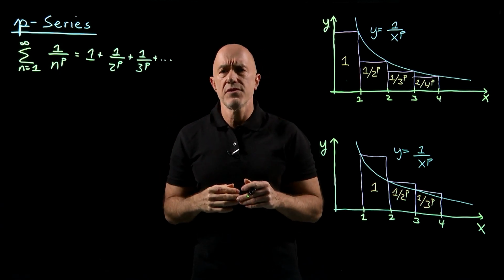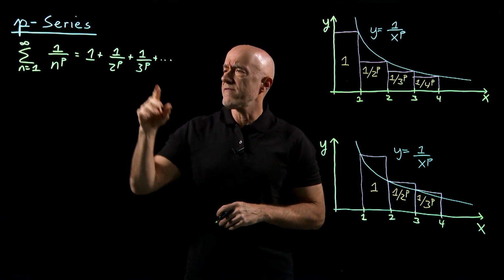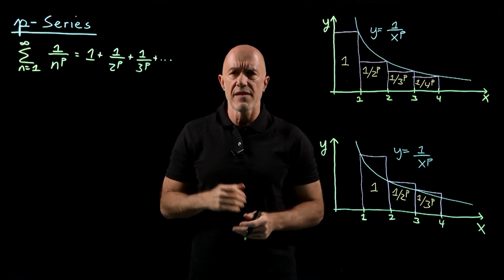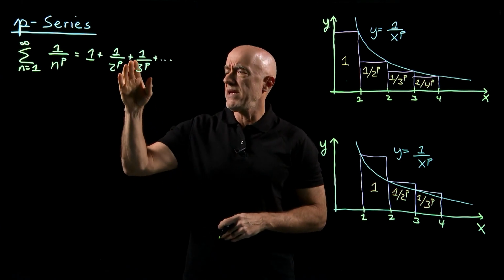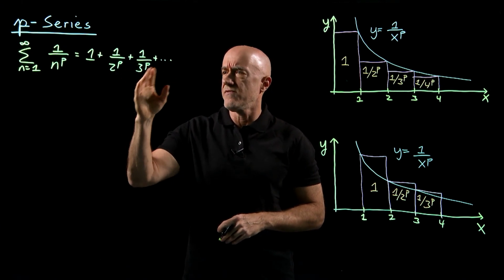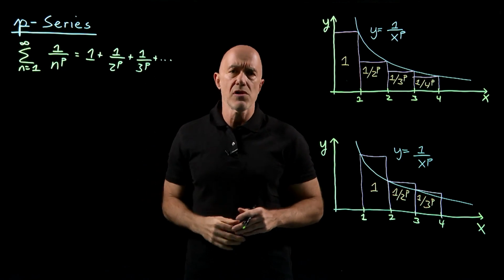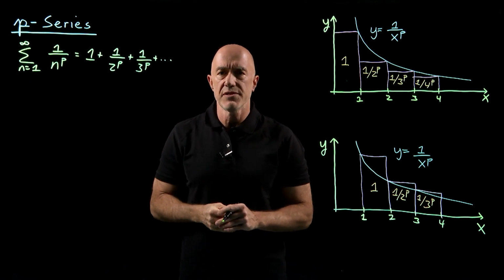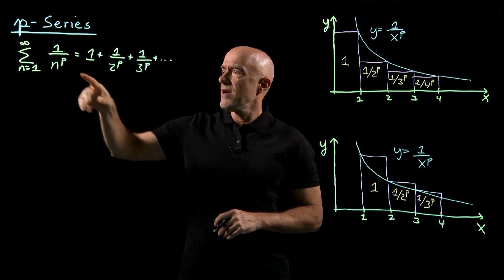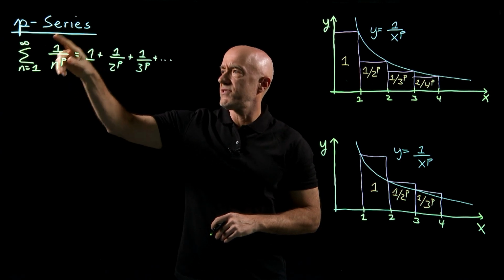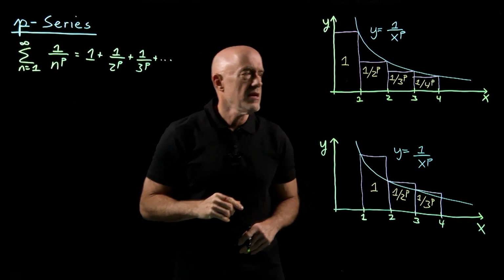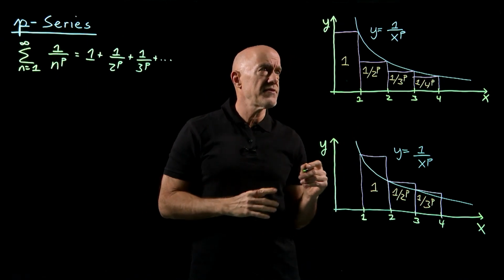So here I want to determine the dividing line for p. For p larger than some number, it converges, and for p smaller than some number, it diverges. To do that, we're going to make a comparison of this series with an integral. Let me show you the graphs.